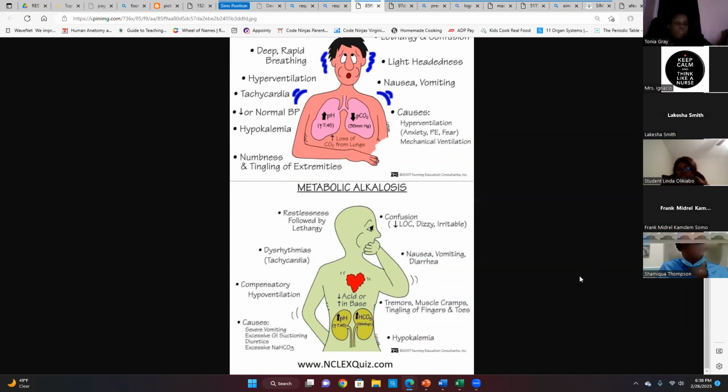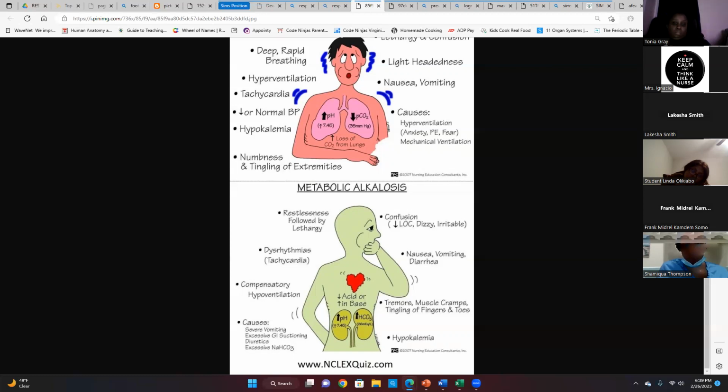Let's look at metabolic alkalosis. Again, too much base. This patient will be restless, could have an NG tube to suction, or may be vomiting. This patient is losing all of their stomach acid, and that's how they become alkalotic. Telltale signs in a metabolic alkalosis patient are tremors, muscle cramps, and tingling of the fingers and toes. That's a quick down and dirty on respiratory acidosis, metabolic acidosis, and metabolic and respiratory alkalosis.